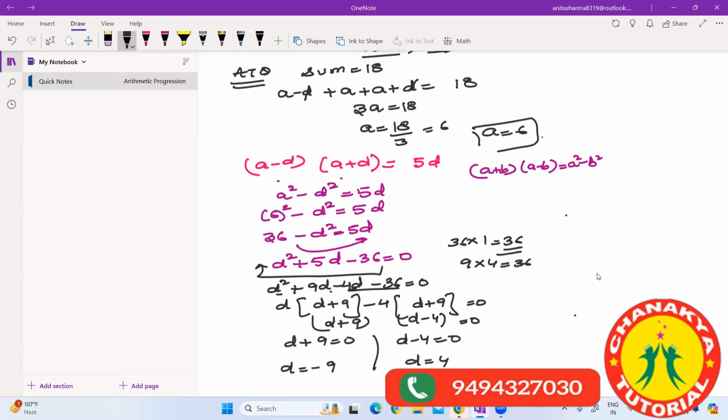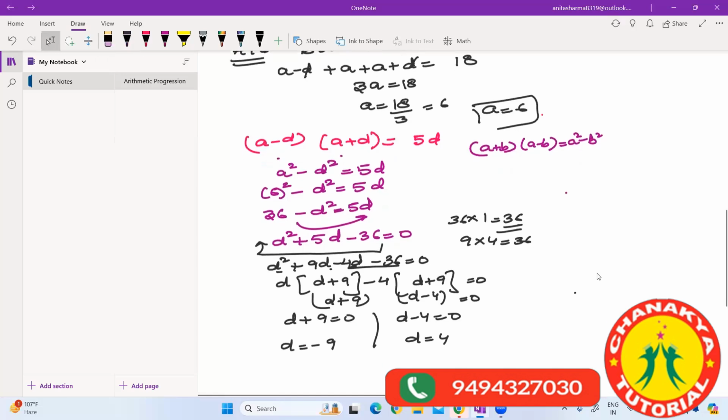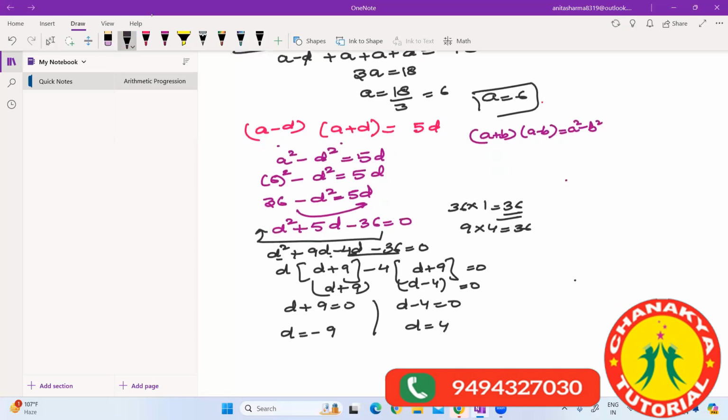Now we have to find the numbers. Okay. So you will write your answer at the end: numbers are, when A is equal to 6 and D is equal to minus 9, A minus D, A, A plus D. So 6 plus 9, then 6, then 6 minus 9. So the numbers are 15, 6 and minus 3. Understood, beta? Yes, ma'am.